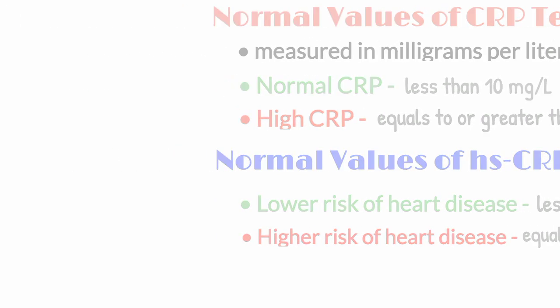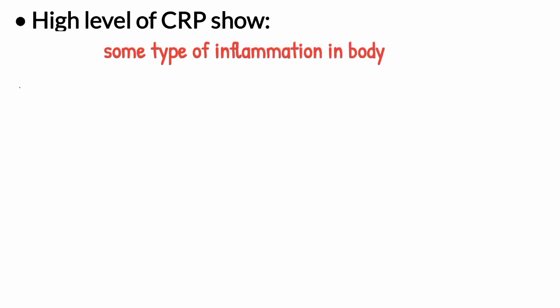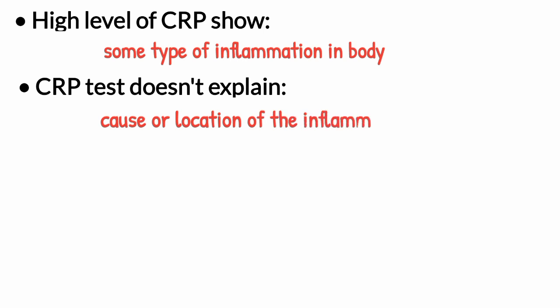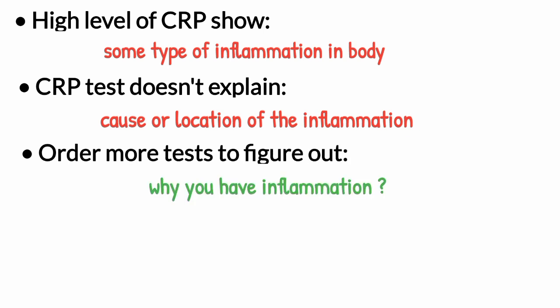If your results show a high level of CRP, it probably means that you have some type of inflammation in your body. A CRP test doesn't explain the cause or location of the inflammation. So if your results are not normal, your healthcare provider may order more tests to figure out where you have inflammation.